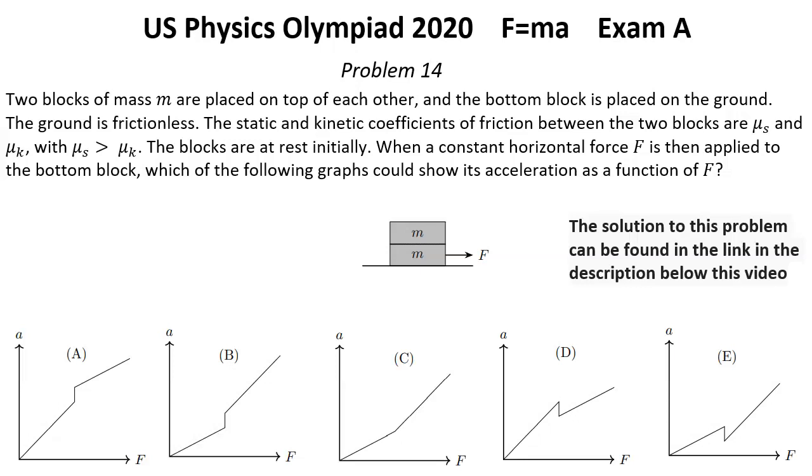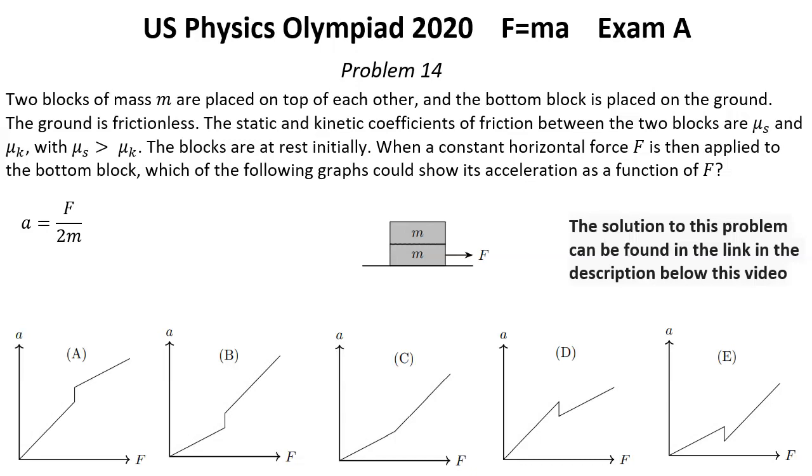Solution for problem number 14. For small forces, the blocks move together and the acceleration is linear in the force and equal to F over 2m, where the slope is 1 over 2m.